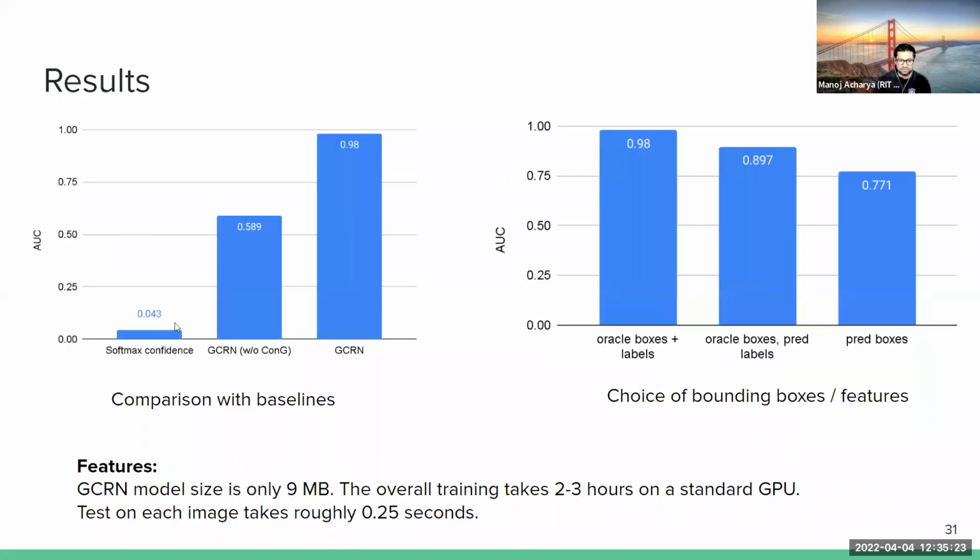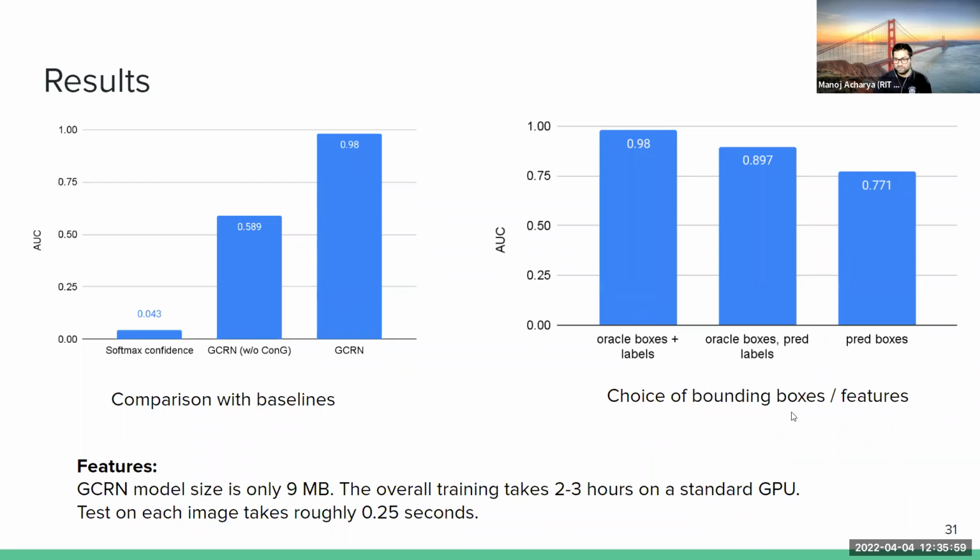So I talked about softmax confidence for out of context, out of distribution detection, and it was really working well there. But comparing with other baselines here, you can see softmax-based confidence works really poorly when we look at the AUC metrics. Compared to that, GCRM is working very well, 0.98. And you can see the importance of modeling the context here. If we do not have the context dependency model, you only get 0.58. That really shows the importance of modeling the context.